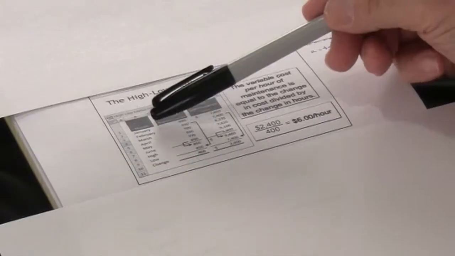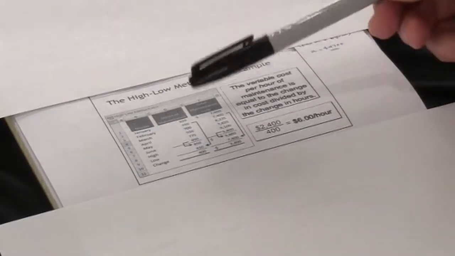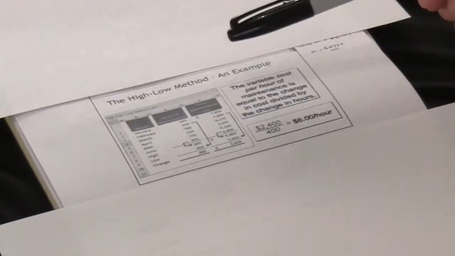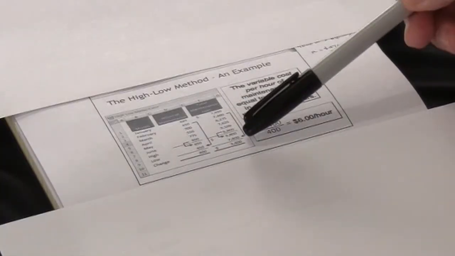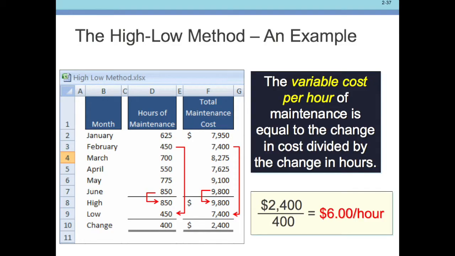Okay, so let's apply the high-low method to determining how much of these costs are variable and how much of these costs are fixed. The high-low method merely looks at the individual months, January through June, and looks at the hours versus the cost, and looks for the highest cost month and the lowest cost month. And in doing that, we just simply take the difference of those two, divide the difference in hours into the difference in cost, and come up with a rate per hour.